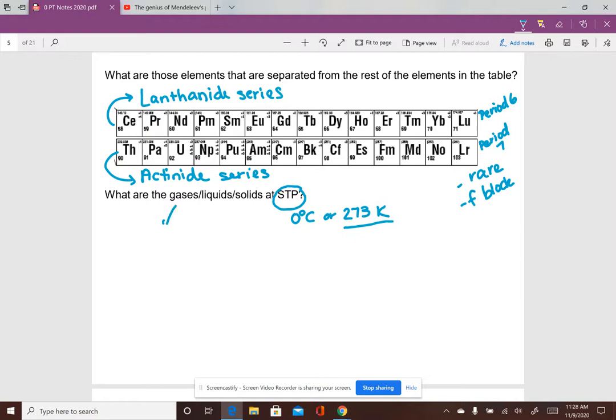The gases are the toughest to remember because there's just a couple of them. So hydrogen is a gas, nitrogen, oxygen, fluorine, chlorine, and all of group 18. Those are all gases at STP. The liquids, there's only 2 of them, mercury and bromine. Only 2 elements that are liquid at STP. If you guys can remember what the gases are and what the liquids are, everything else is a solid.